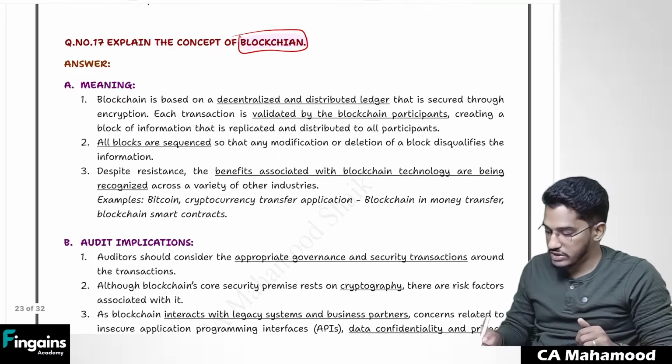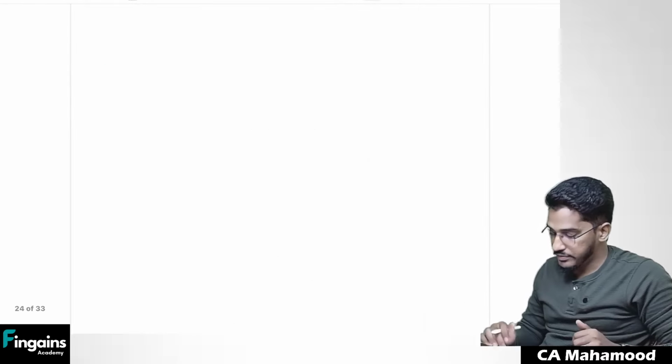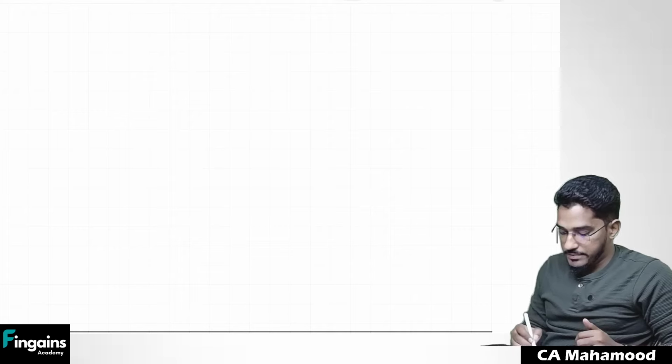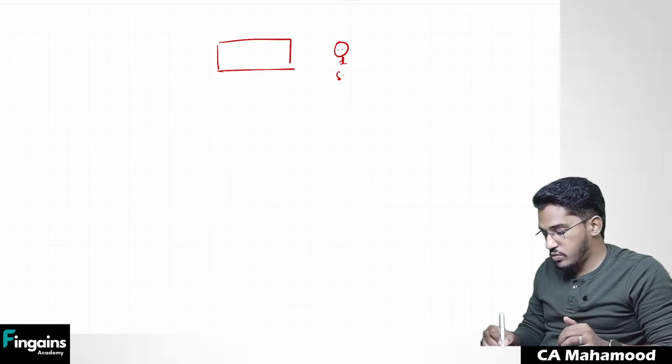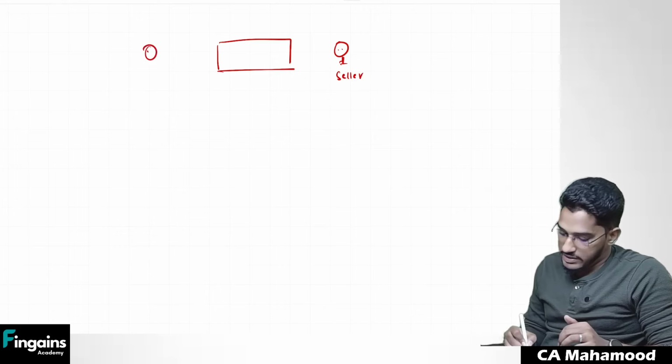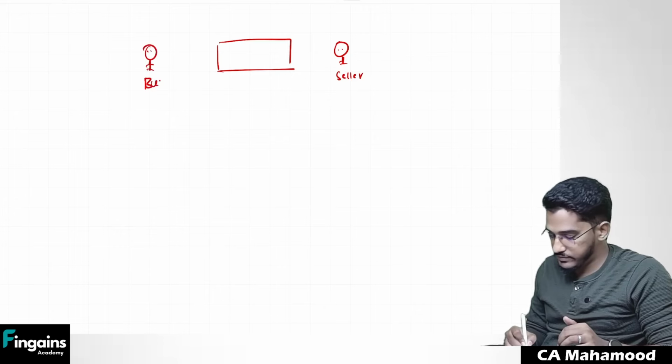I would like to explain this concept of the blockchain with the help of one example. Take for example, there is one real estate transaction which has to take place. There is a piece of land. There is a seller who wants to sell this land. There is a buyer who wants to buy this land.